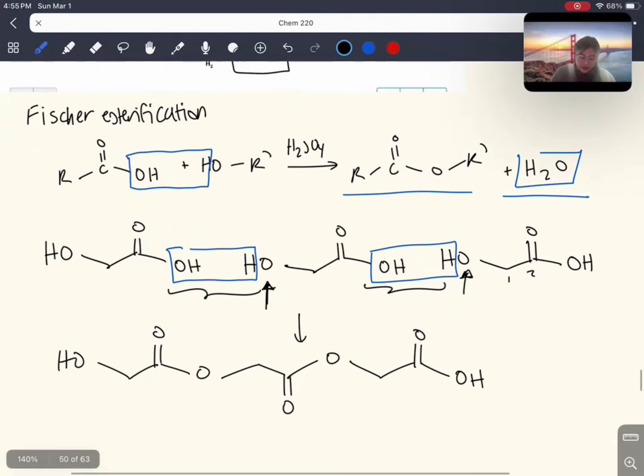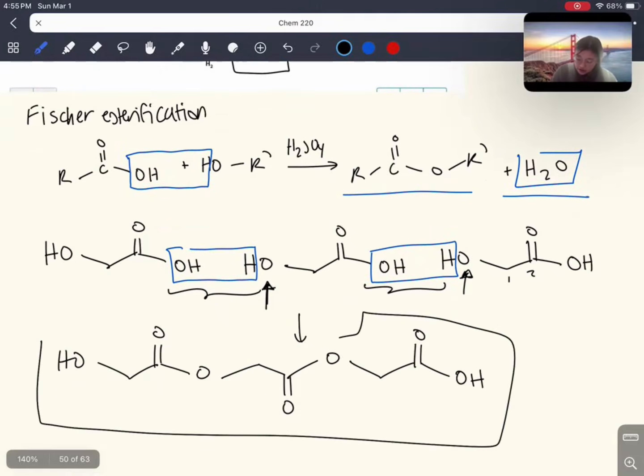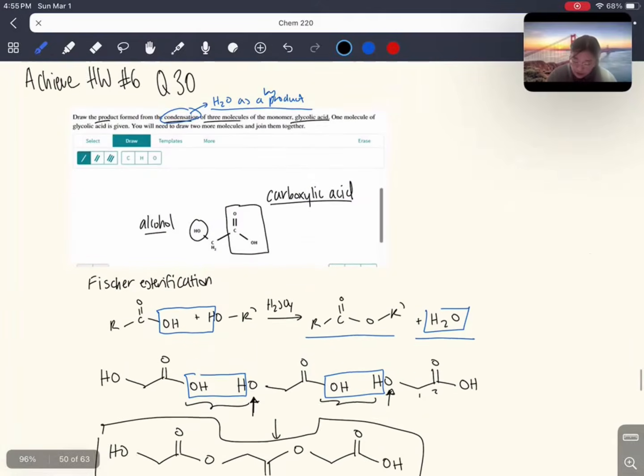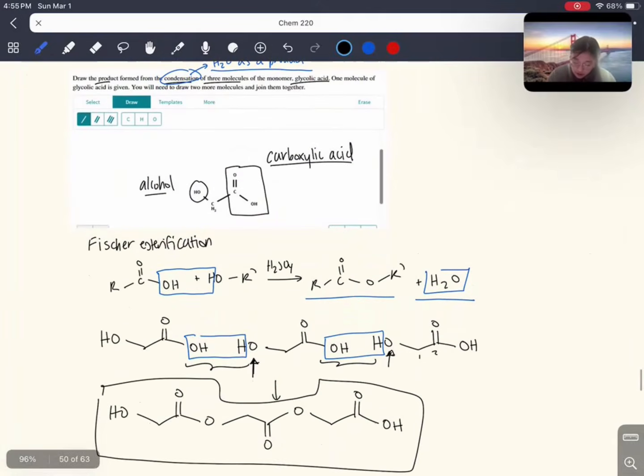And so this is the answer of what it would look like if you had to combine three molecules of the monomer glycolic acid to form the polymer that the question was asking for.